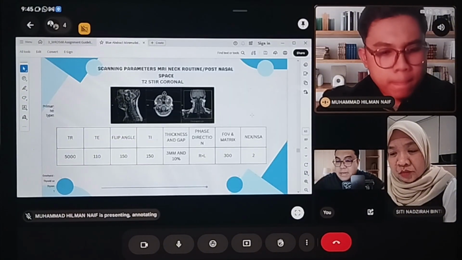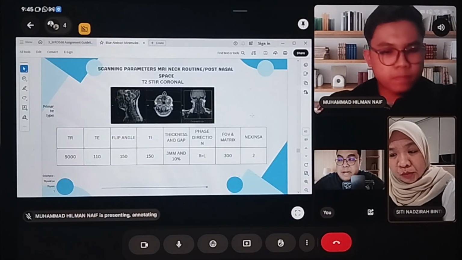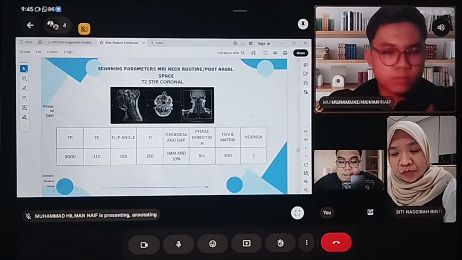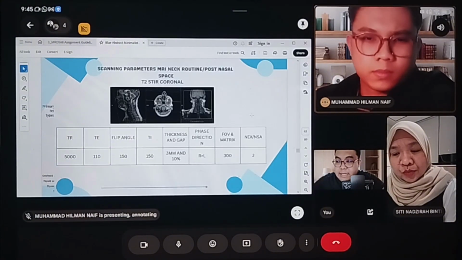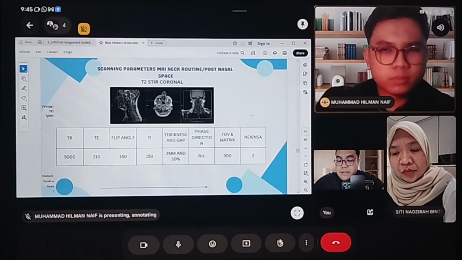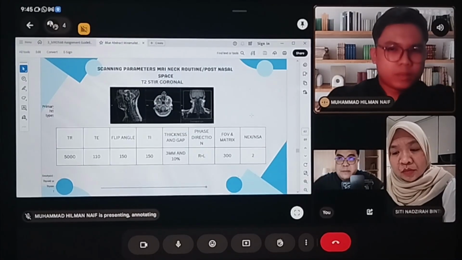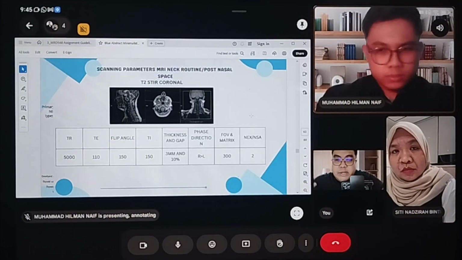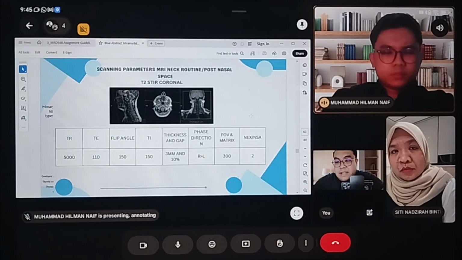And the last one, I will explain about the artifacts. As you know, in our rubric, we need to explain one artifact, including the causes of that artifact, the image appearance of the artifact, and also what method should be used to reduce these artifacts.